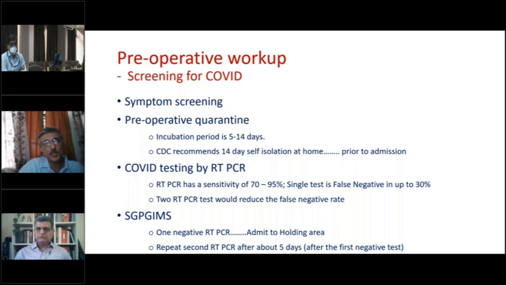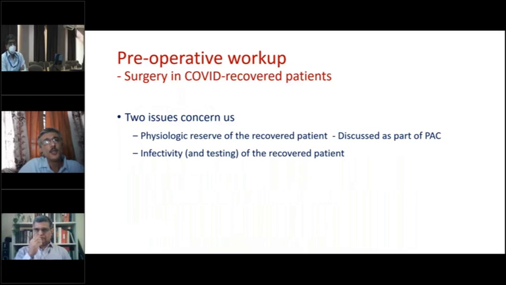It may need modification later. What we had planned to do at that point in time was to get one negative RT-PCR from SGPG, admit to a holding area which has restricted access to healthcare workers and only essential staff, and then a second RT-PCR after about 5 days, and then surgery within 72 hours of the last RT-PCR test. This is definitely not a foolproof way of working, as we have found out in the last few months, but this is what is holding us as of now till we modify it.